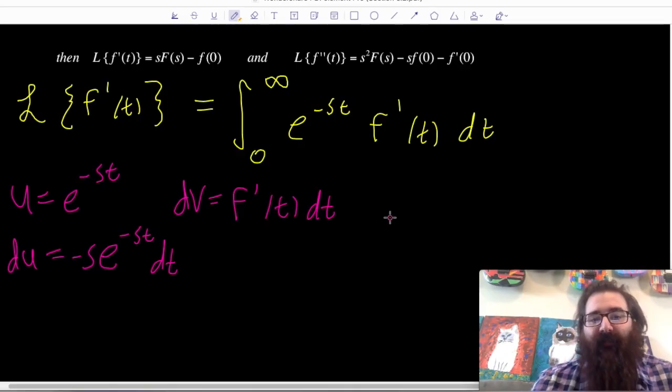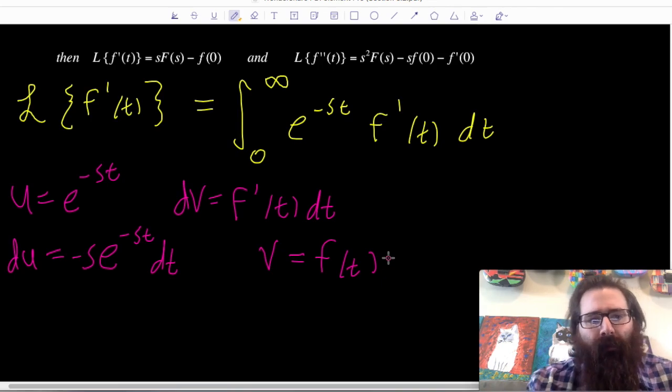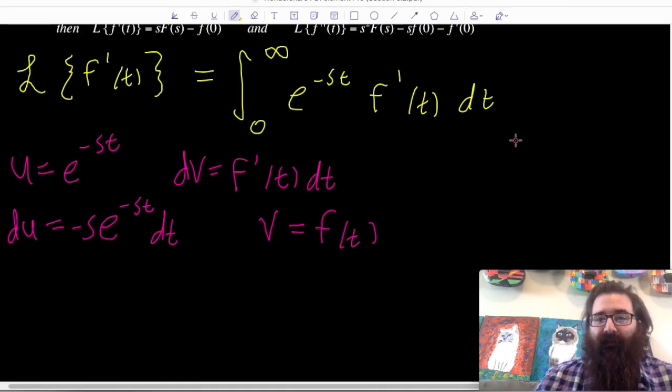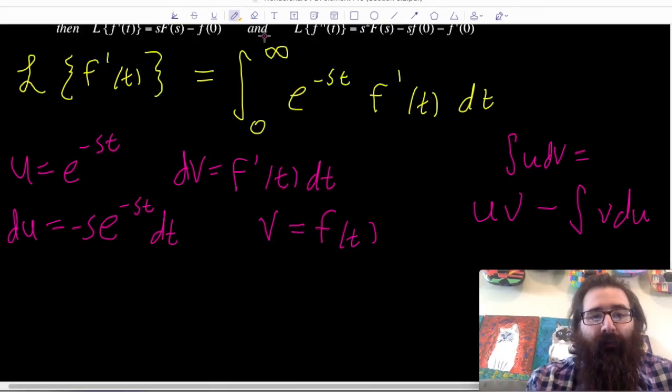And then to go from dv to v, I have to integrate, so the antiderivative of dv gives us v, and the antiderivative of f prime at t, right, if this is a derivative, if I integrate it, it's going to bring me back to little f at t. Now keeping in mind this is an improper integral, at some point I'm going to want to think about this in terms of a limit, but if I just go and work with my integration by parts formula right now, which is the integral of u times dv is equal to u times v minus the integral of v times du, I can start substituting some of these things in.